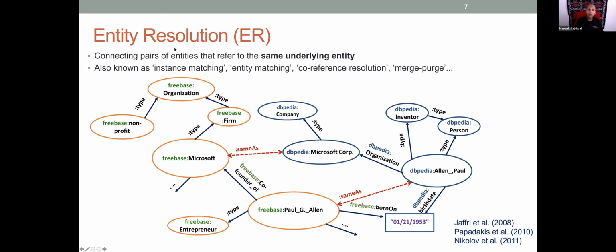Now, one of the ironies about entity resolution is that when you look in the literature, the name entity resolution itself suffers from entity resolution. So you will see instance matching, entity matching, co-reference resolution, which is really more of an NLP version of the problem, merge purge, record linkage, which is more of a database level problem, deduplication. I mean, there's just a soup of terminologies out there. They are not different problems. They are very similar. They just have slightly different sub-communities, slightly different publication venues, but they are really all one and the same problem at a very fundamental level, which is connecting pairs of entities that refer to the same underlying entity.